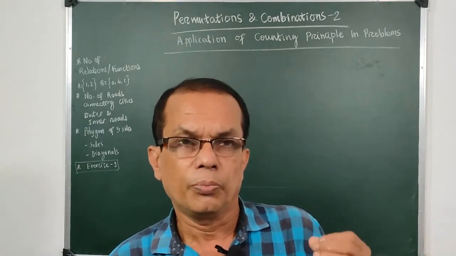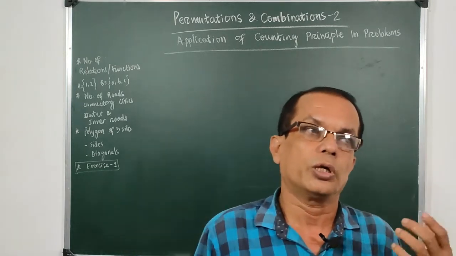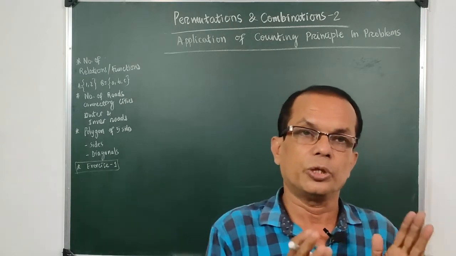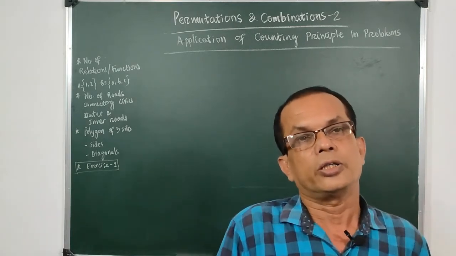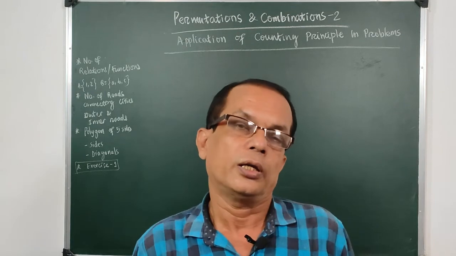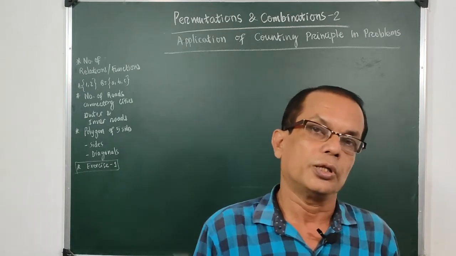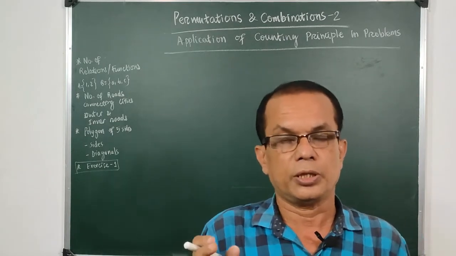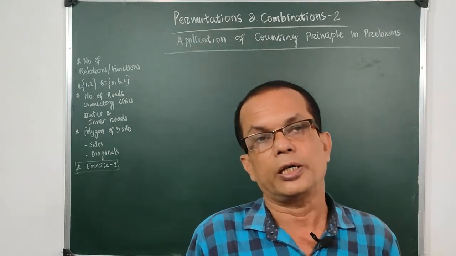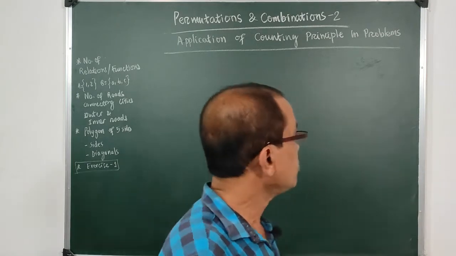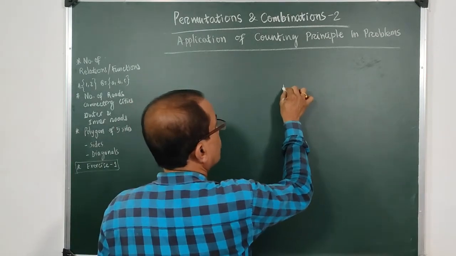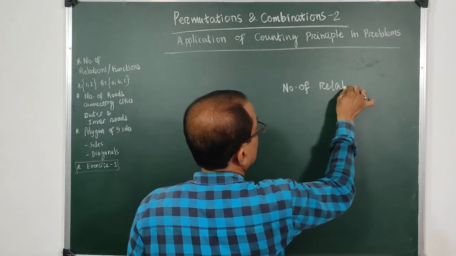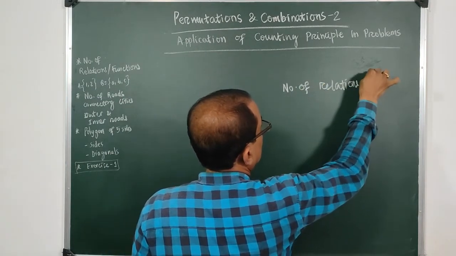That was the point we were just discussing: the number of relations was mn, just the product of the cardinalities of the two sets, while the number of functions was the power of the second set's elements raised to the cardinality of the first set's elements. In short, number of relations and functions.